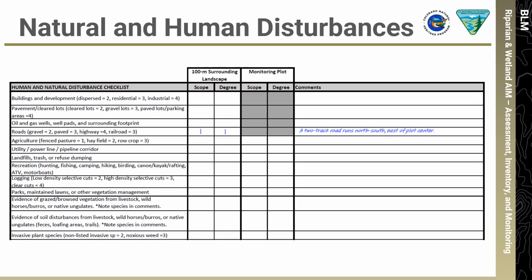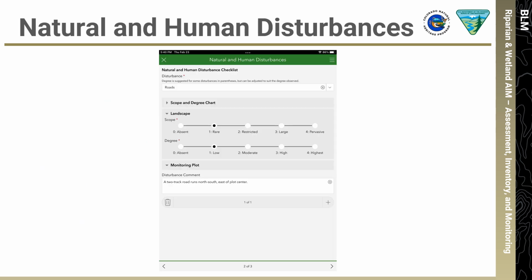If you are recording natural and human disturbances on a datasheet, you would record the scope and degree as seen here. A comment section is also available to describe the disturbance and any notable features. It is important to use objective language in the comments, only noting what is observed in the field. If you are using a tablet to collect data electronically, you can see an example of the Survey 123 form for natural and human disturbances here. Similar to the datasheet, you would record the scope and degree as well as any comments about the disturbance.